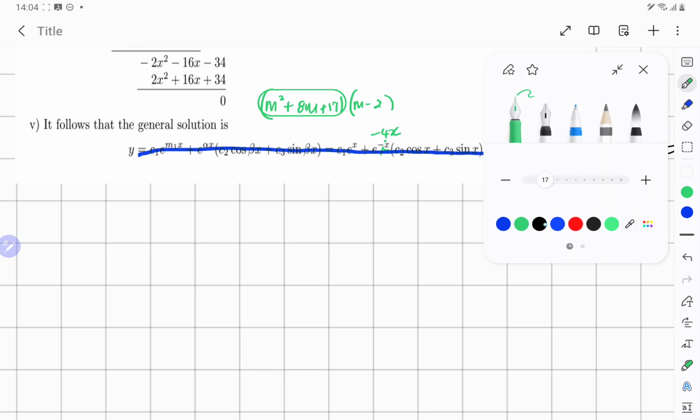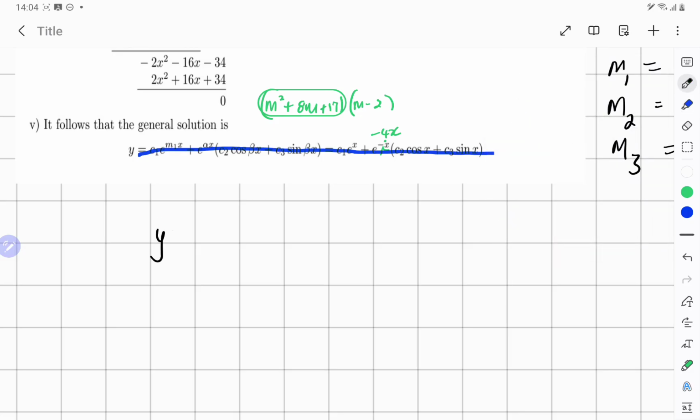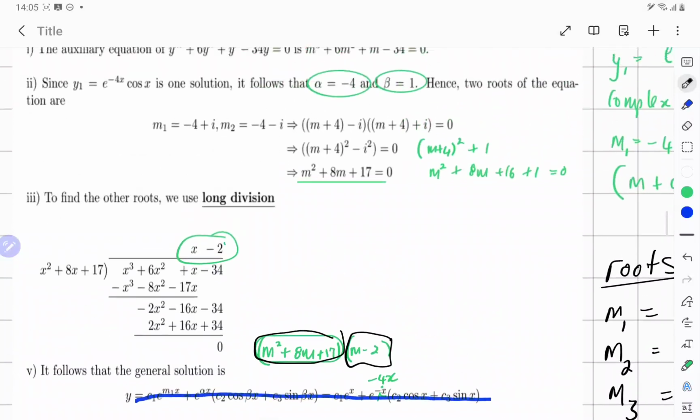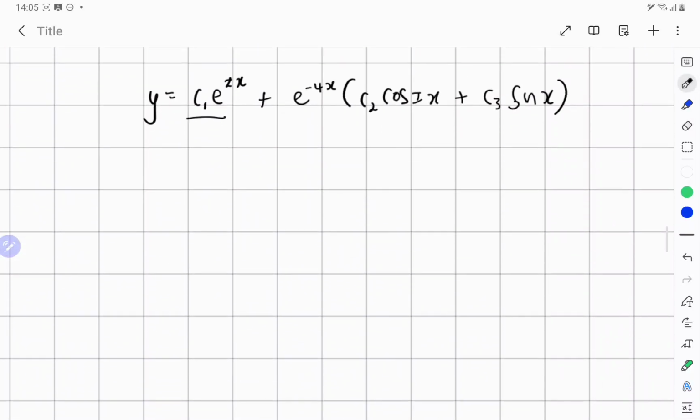So what we need to get y is c1 e to the 2x, since that is my only factor here. Here I had my complex roots. My alpha was equal to -4 and my beta was equal to 1. And there I have my final solution. So I hope you understand that one.